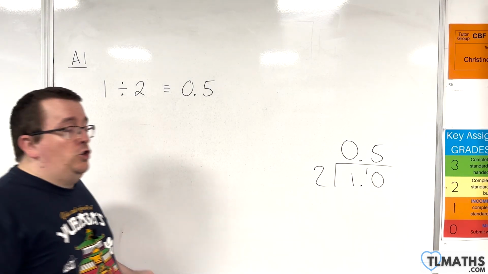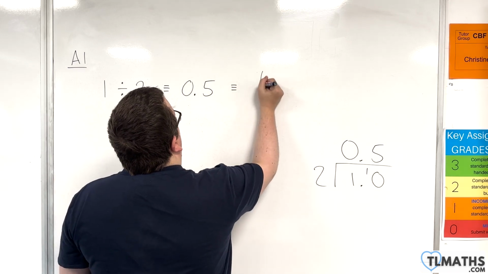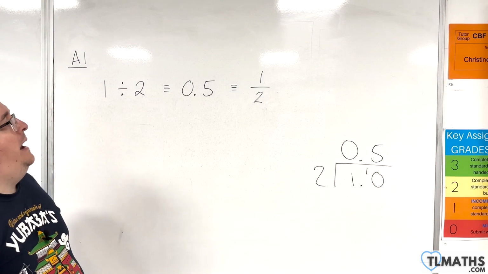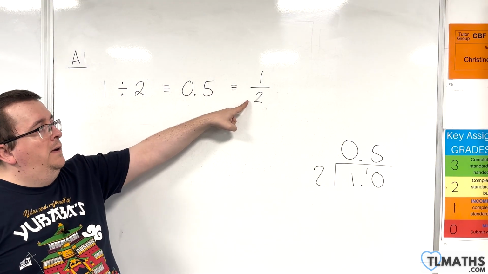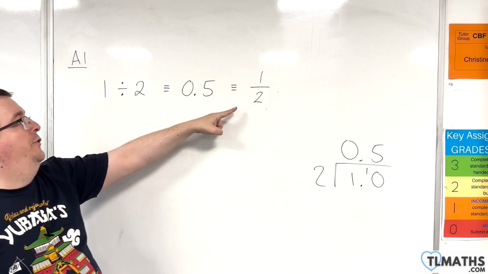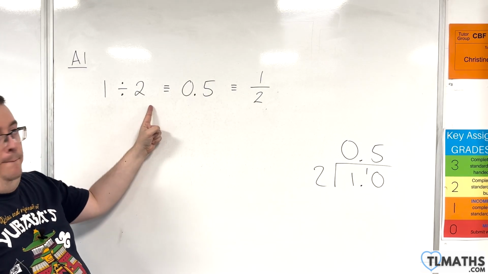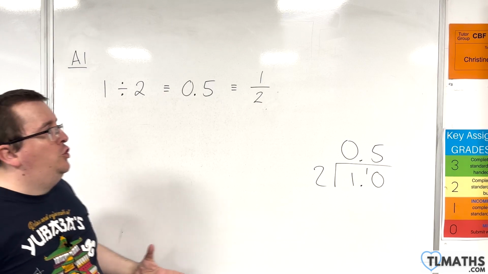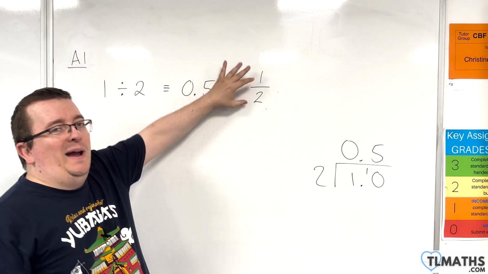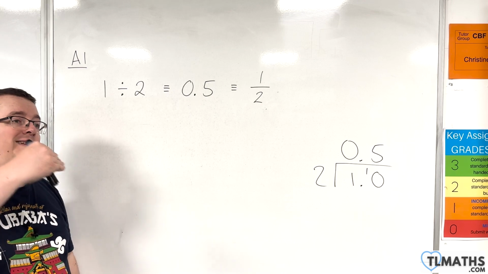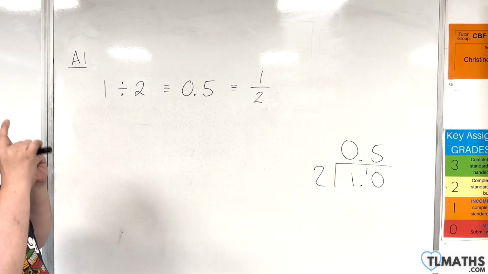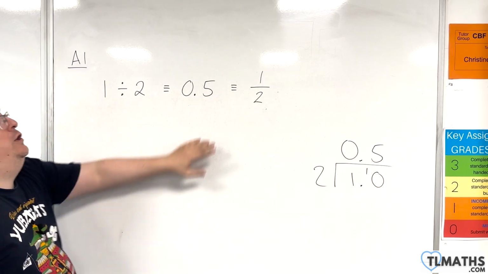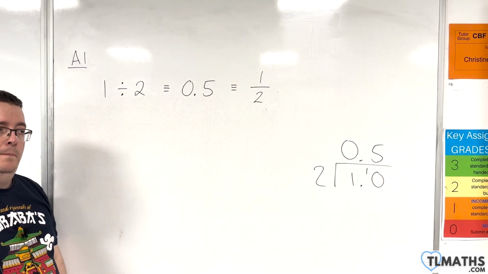0.5, we understand as a fraction, is 1/2. So what I'm getting at here is that 1/2 means 1 divided by 2. Okay, so it's understanding that a fraction is showing you a division. It is the numerator divided by the denominator. They are the same. And that's how you convert a fraction into a decimal anyway. You do the top divided by the bottom.